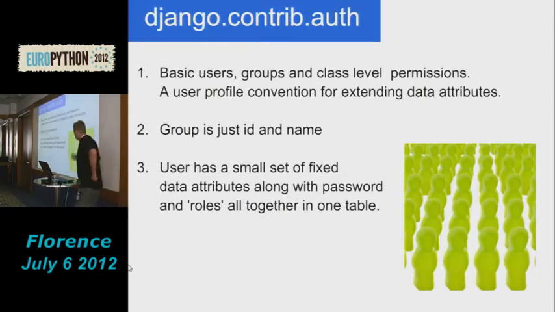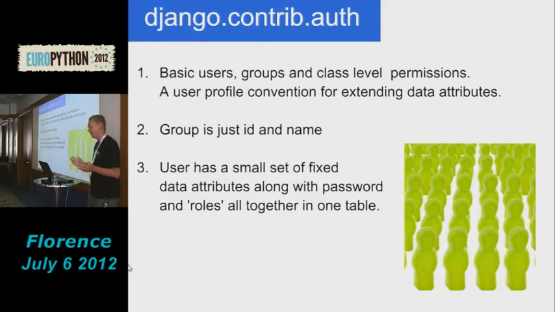Well, green jelly babies in effect, but it's basically pretty basic. You've got one size fits all, one type of user. There's just a basic users group and class level permissions. So there is a convention of adding a profile to a user to extend that slightly, but a group is literally just an ID and a name, so there's no categories, no hierarchy, no tagging of types of groups. And a user has, go back to the Venn diagram, their authorization, their authentication, and some of their data attributes stuffed together in about 9 fields in one table, which obviously is not ideal.